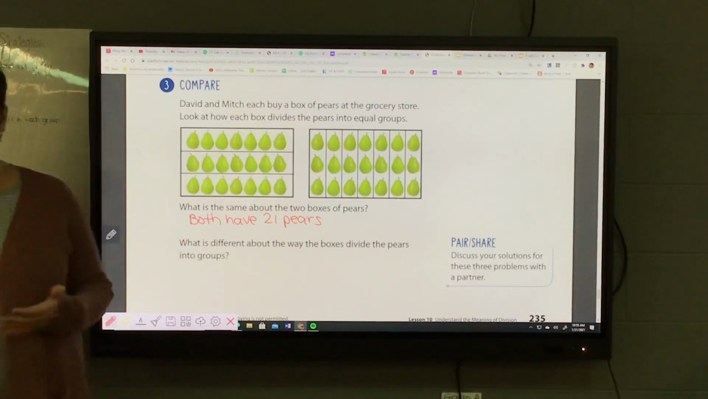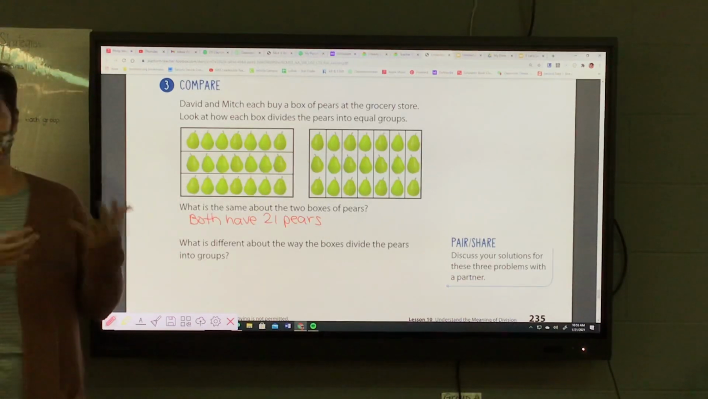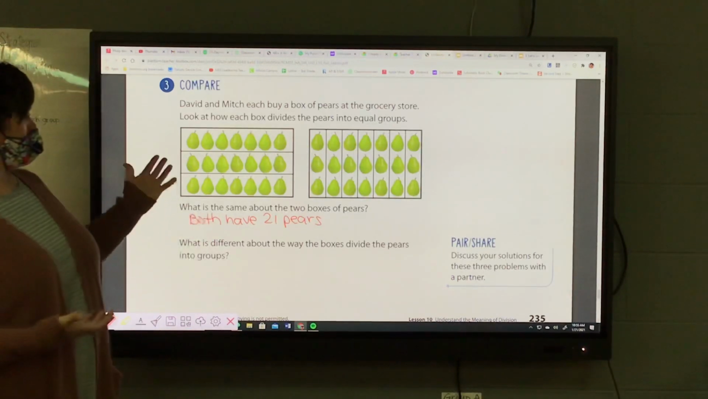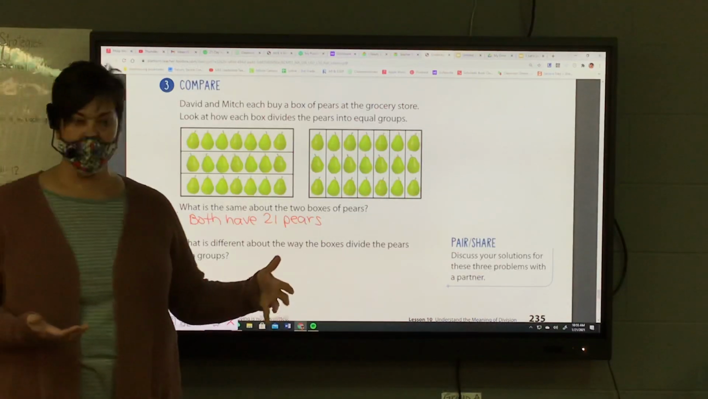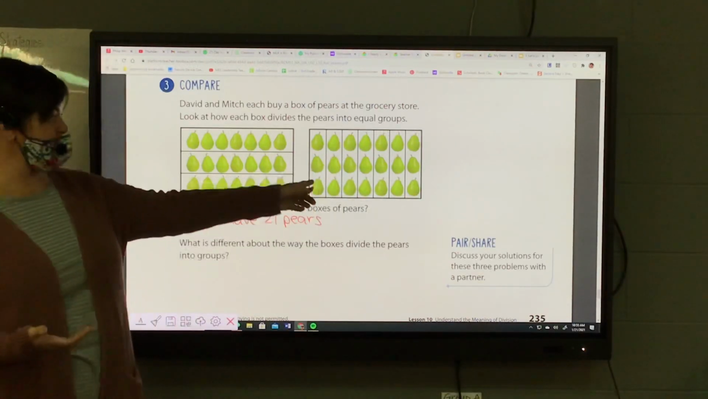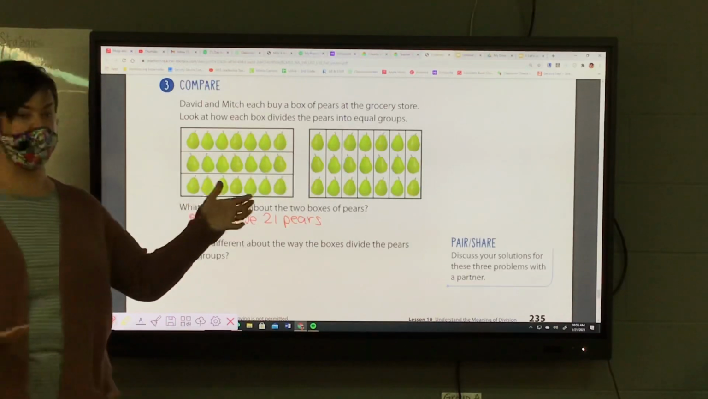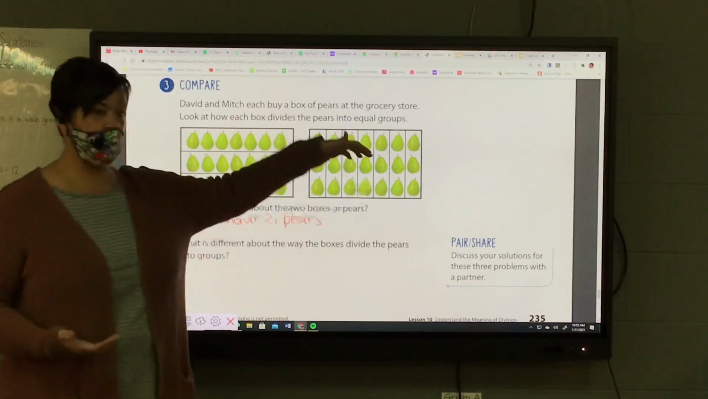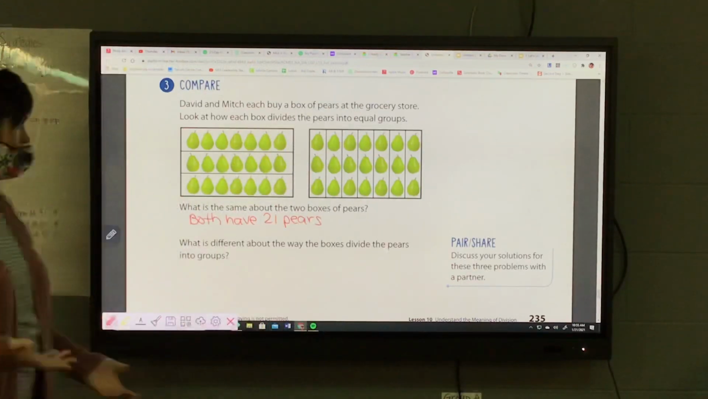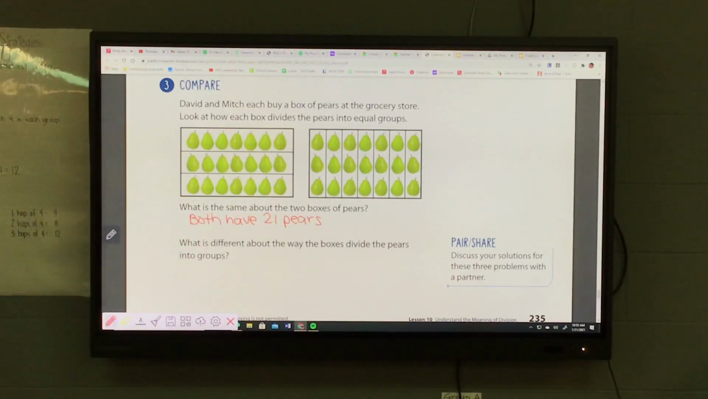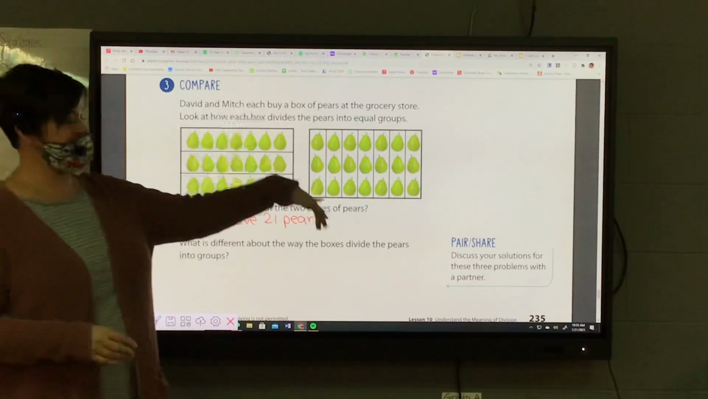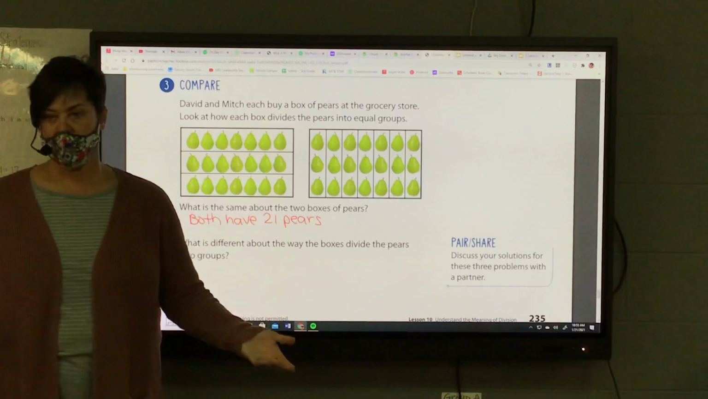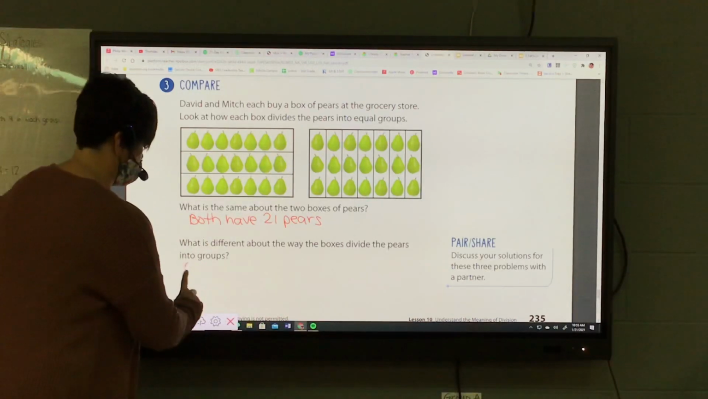Yeah. One box of pears has it dividing it like 21 divided by 3 equals 7. But this one shows us 21 divided by 7 equals 3. So the one box divides it into 3 groups, and the other box divides it into 7 groups. Let's just jot that quick.